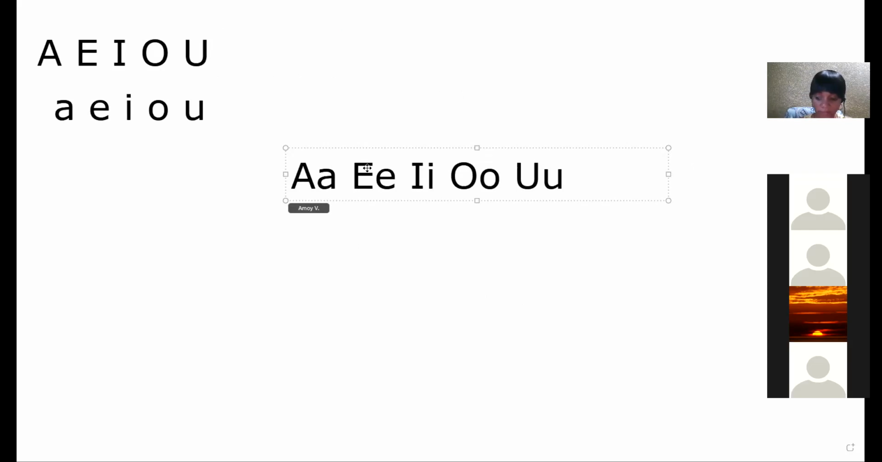So we were saying that these are the vowels, right? A, E, I, O, U. 26 letters in the alphabet. 5 of them are vowels. The others are called consonants. We can just call them the other letters. Okay. So let's do the sounds now.